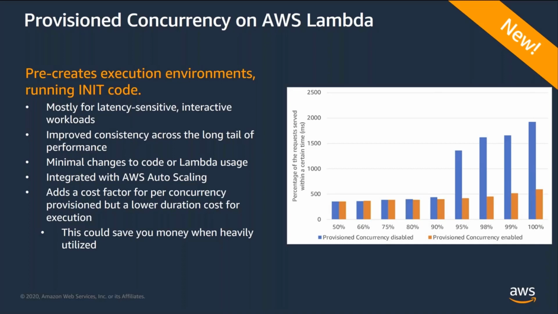You can set this up in the Lambda console, in CloudFormation, and in SAM, the serverless application model. It's mostly useful for interactive workloads that are heavily latency sensitive, reducing the time to running the function handler to double-digit milliseconds. It offers greatly improved consistency all the way through the long tail of performance at the P95, P99, and P100 levels.